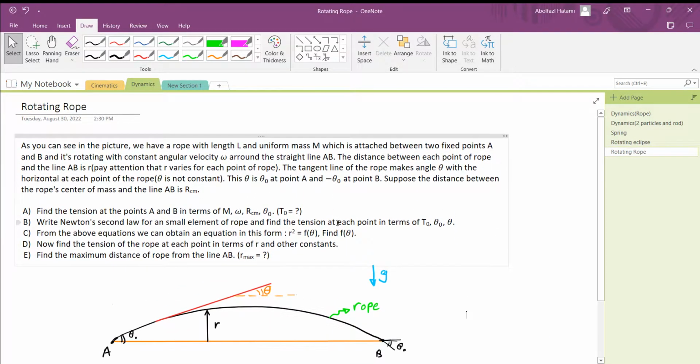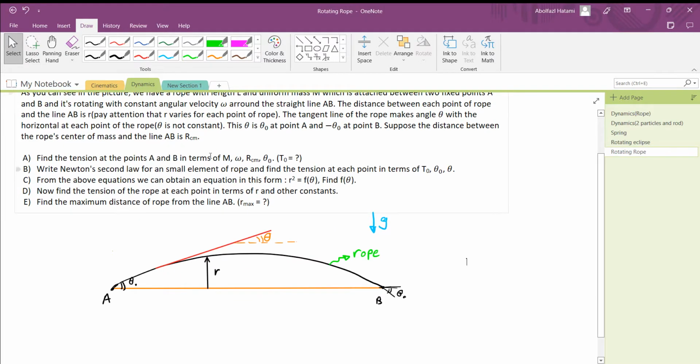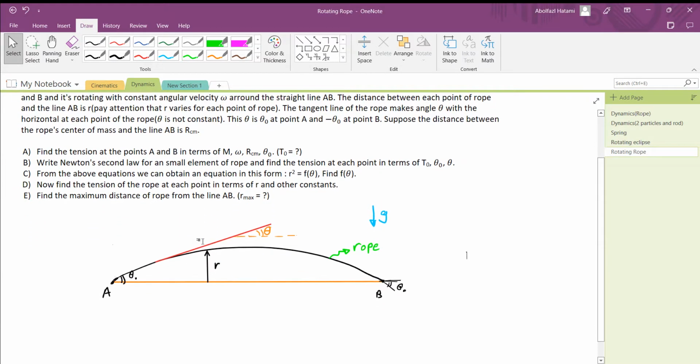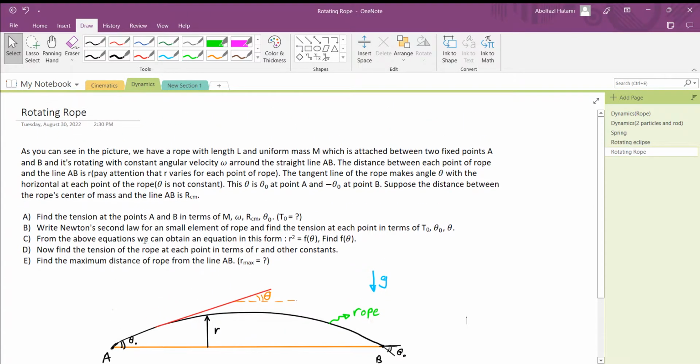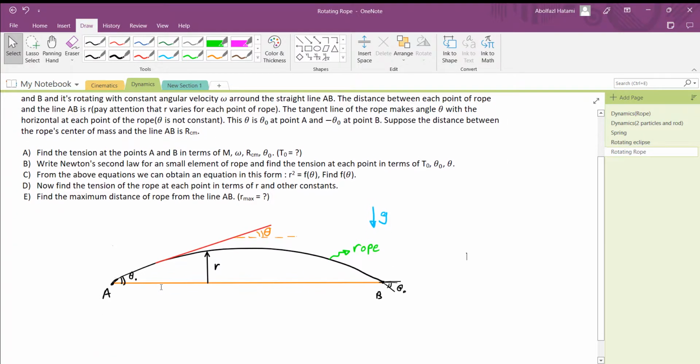In this video we are going to solve a new problem. It's about dynamics. It's about a rotating rope which we attached to two fixed points, and it is rotating with a constant angular velocity. And in fact we can find the shape of the rope, but in this question we are not going to find that. In this question we are going to find something else, for example the tension in the rope, or a kind of shape of this rope.